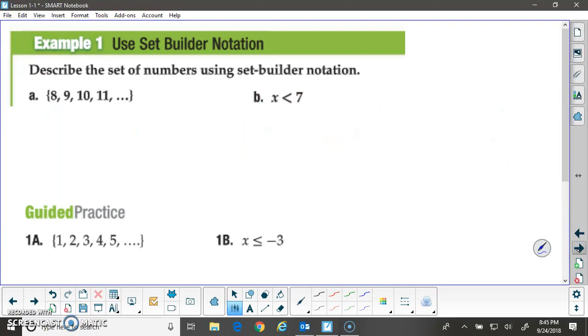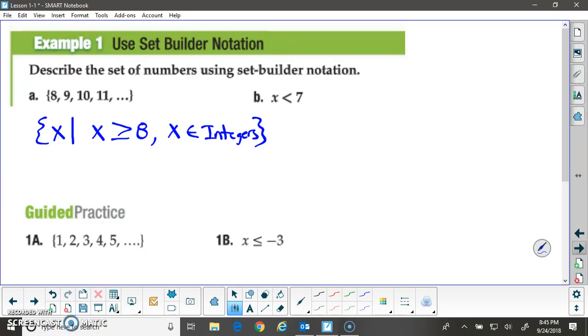So here's example 1. It says use set builder notation to describe this set. And if I was going to do part A, I would say all numbers x such that x is greater than or equal to 8, and x is an element of, this would be the integers. So this is set builder notation. Again, there's 3 parts to it.